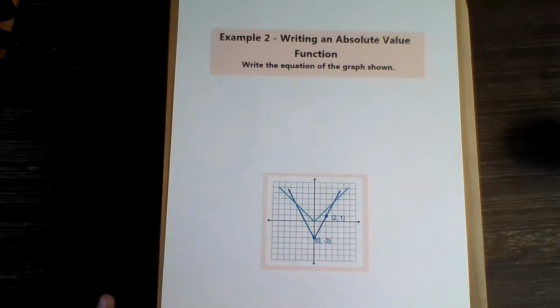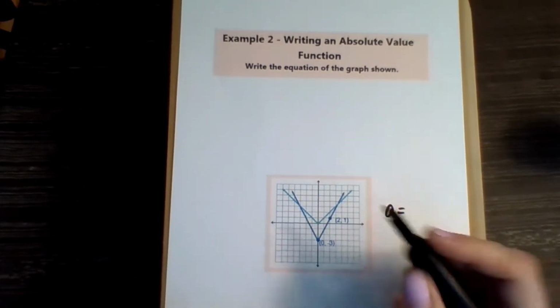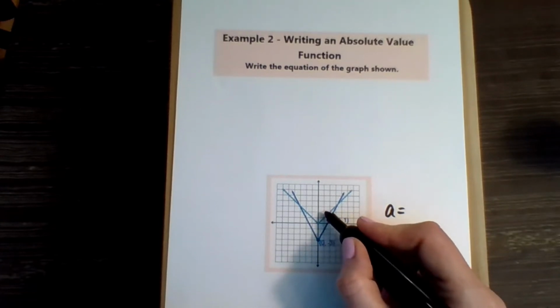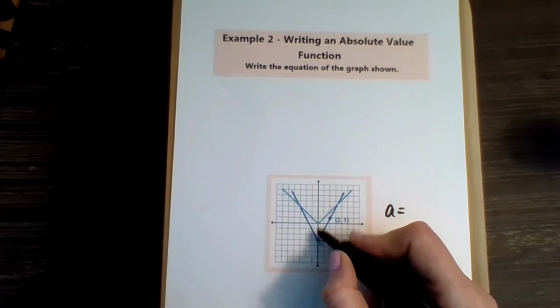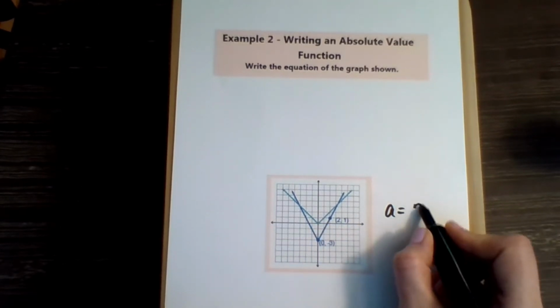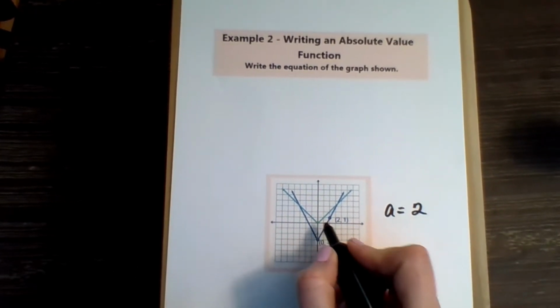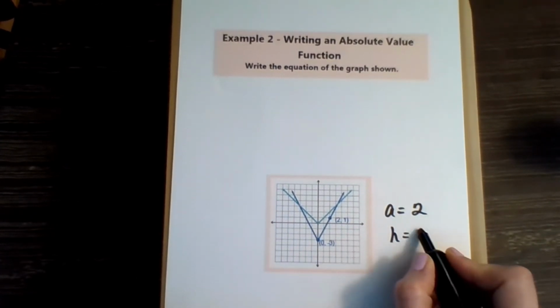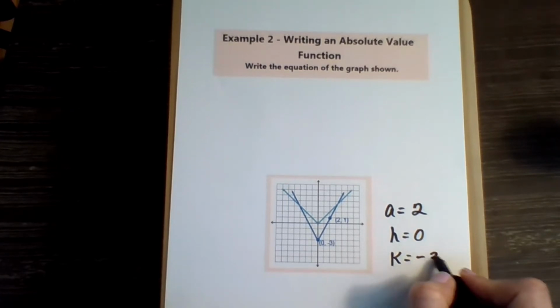It is not inverted, so A is not going to be negative, but A looks like it got a little bit steeper. So it no longer has a slope of 1 like this one, up 1, right 1. It now has a slope of up 2, right 1. So our slope of that is now a 2, so A is equal to 2. The vertex did not move left or right, so the H is going to be a 0, and then the K, it moved down, so it's going to be minus 3.